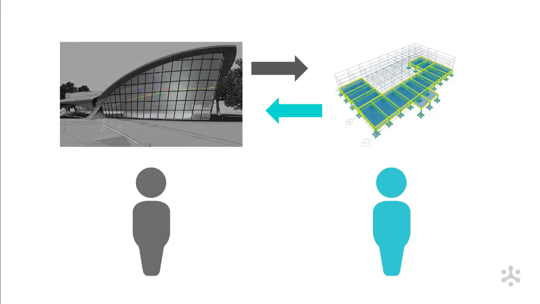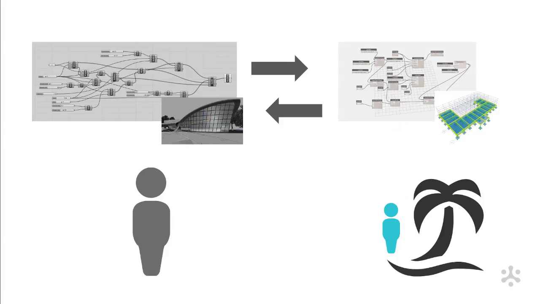So just taking that back to the current paradigm that I'd introduced a few slides back, you've got this binary exchange of data. The architect changes the form, but they have no idea what that means for structural element sizes until the engineer opens that file, runs the analysis, and sends it back perhaps a day or two later. Well, what if we could wire these two different desktops together?